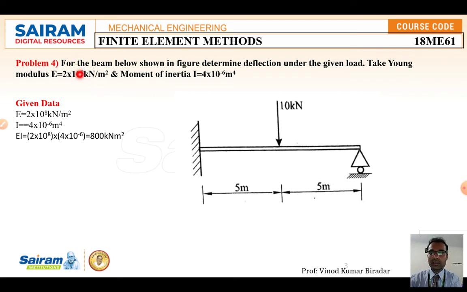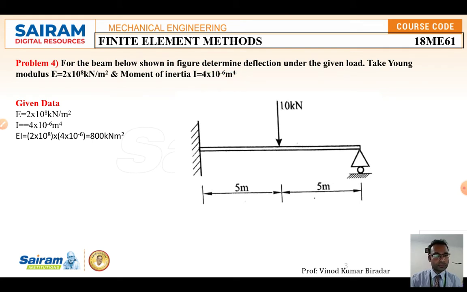The question is given like this: for the beam shown in the figure, determine the deflection under the given load. Take Young's modulus E equal to 2 into 10 to the power of 8 kilonewton per meter square, and moment of inertia I equal to 4 into 10 to the power of minus 6 meter to the power of 4.